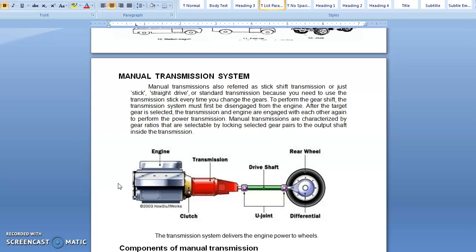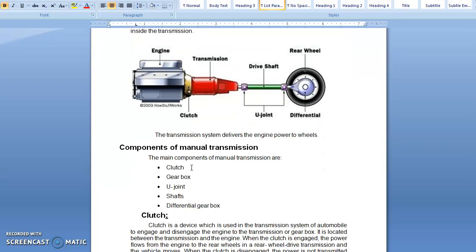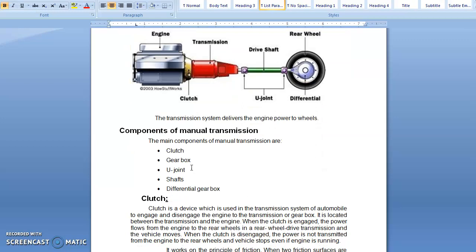Before going into the clutch, first of all, the definition. As per the definition, the clutch is a device used in the transmission system of an automobile to engage and disengage the engine to the transmission, or you can say the gearbox. In the slide, you can see the yellow part between the red and the silverish color is the position of the clutch. It is exactly located between the transmission and the engine.